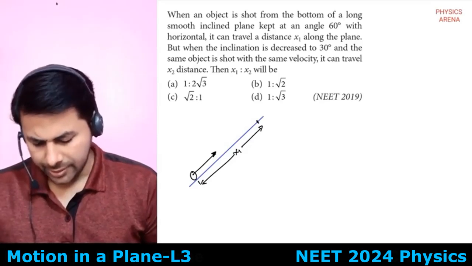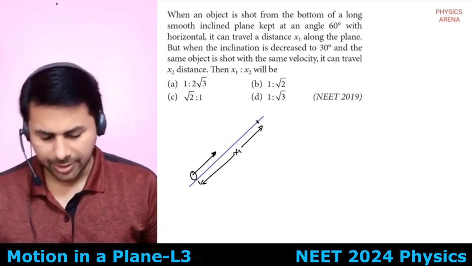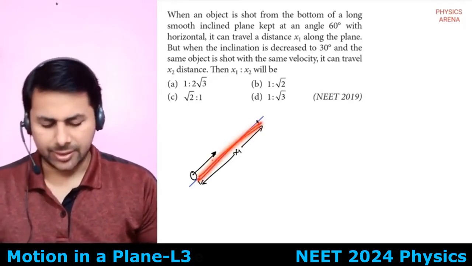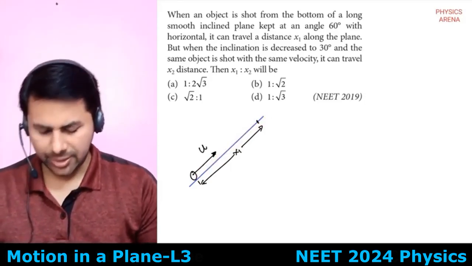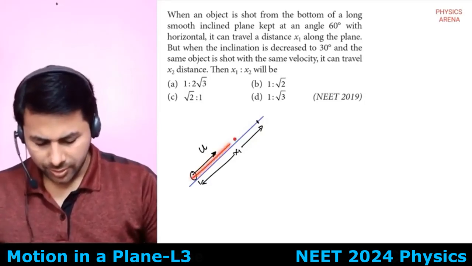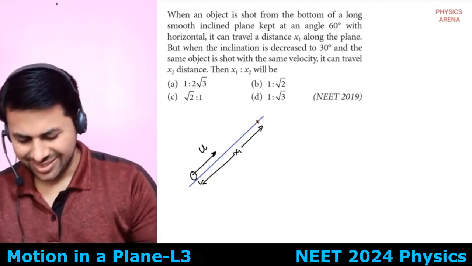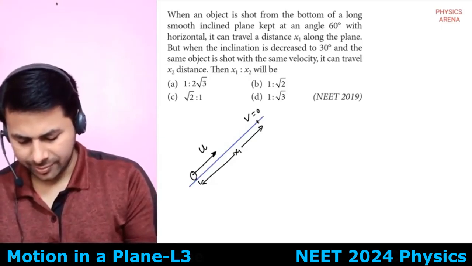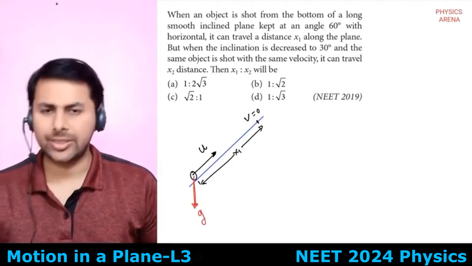And when the inclination is decreased to 30 degrees, then what happens? It goes to distance x2. So now we have to find out this distance. It is shot with some initial velocity, you can say it's u. When it goes to this height and stops, how much will be its velocity? Zero, right? So now what will be acceleration? You can say acceleration is acceleration due to gravity, acting in downwards direction.